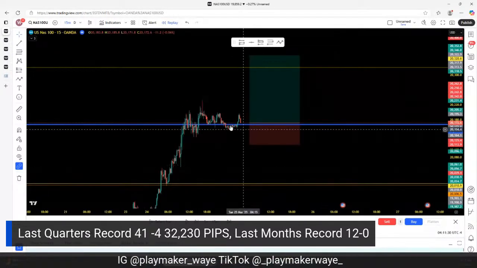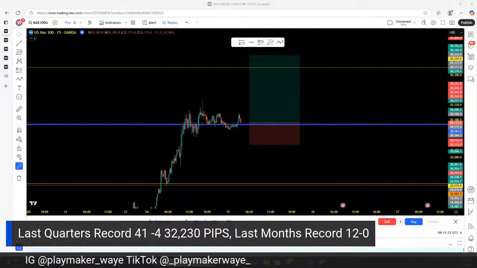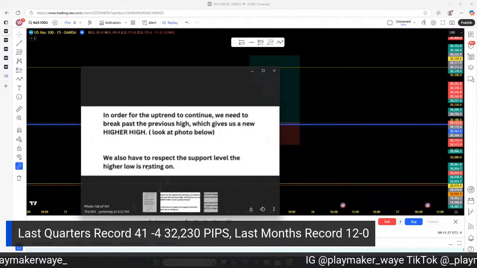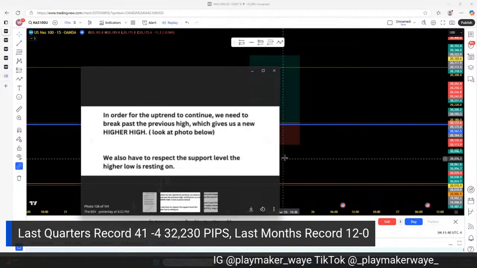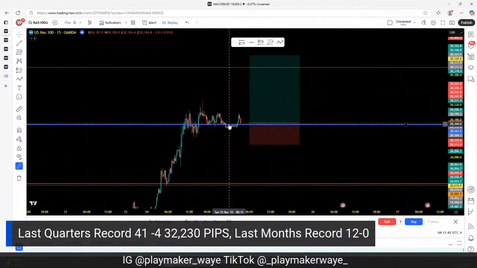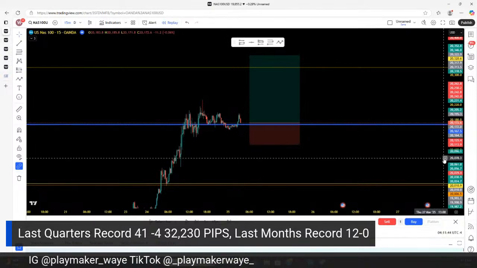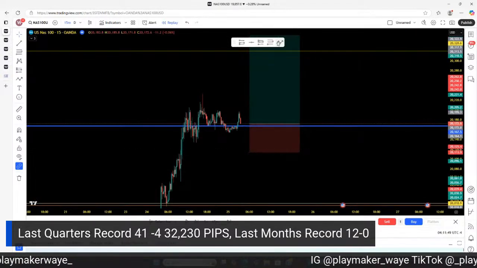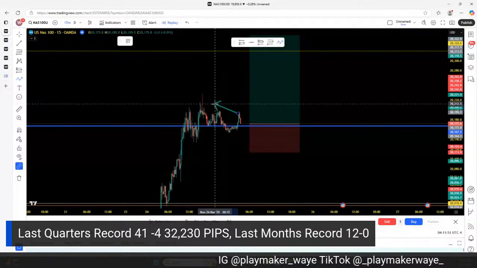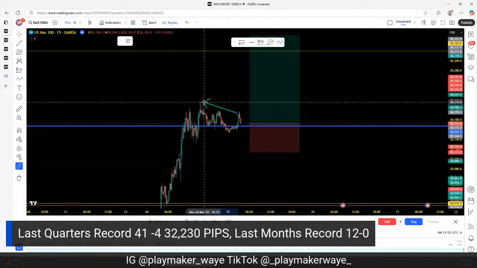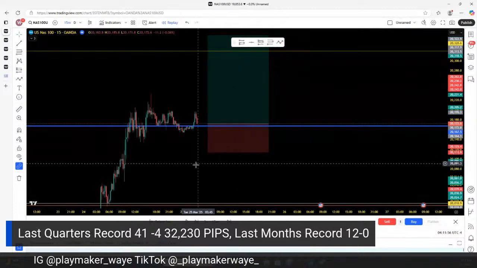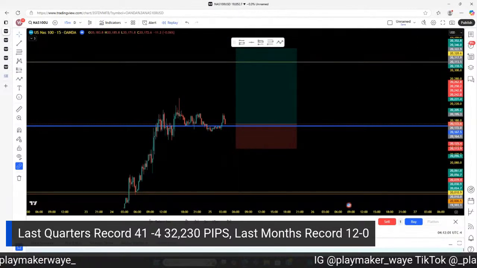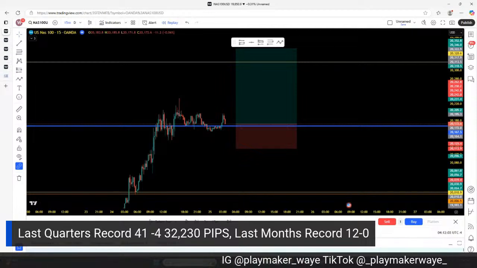So what did we just say? It says we also have to respect the level the higher low is resting on, right? So we have to hold this level as support. So price broke this level. When we was live, I said what? I said we're going to wait for one of two things: either price to try to push and break the highs to the left, or the retest. And if you think I'm lying, go on to the live from Tuesday and you'll see I'm not lying. I literally said that word for word, bar for bar.